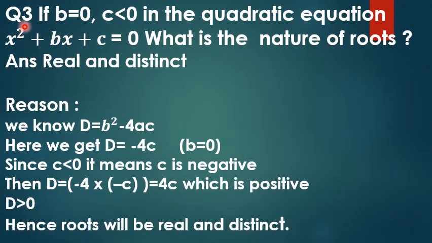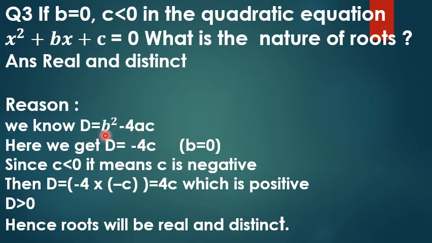So let us come to question number 3. If b equals 0, c is less than 0 in the quadratic equation x square plus bx plus c equals 0, what is the nature of roots? Here b is the coefficient of x and c is the constant term. For finding the nature of roots, we have to find the discriminant. We know that the discriminant is given by b square minus 4ac.